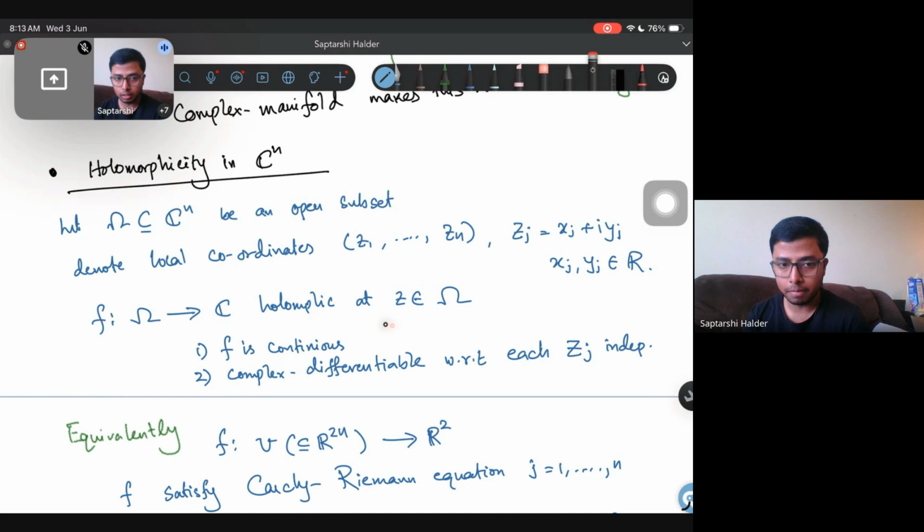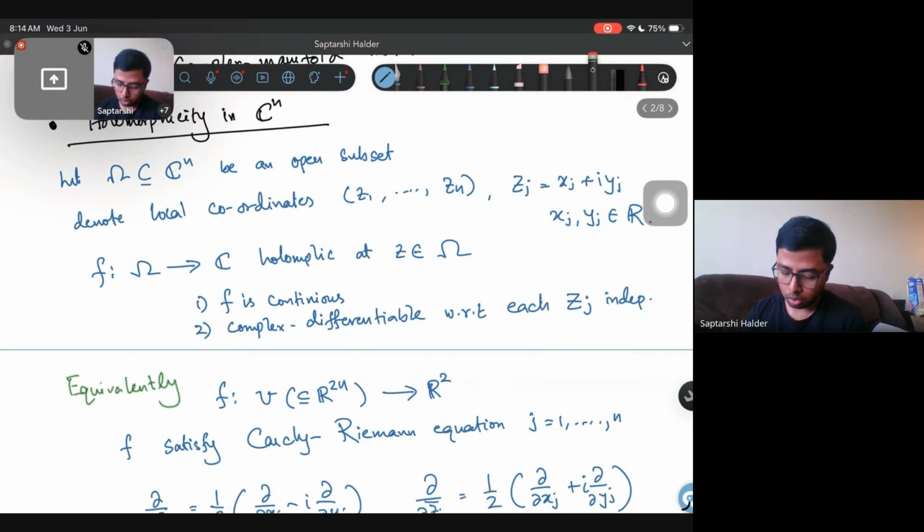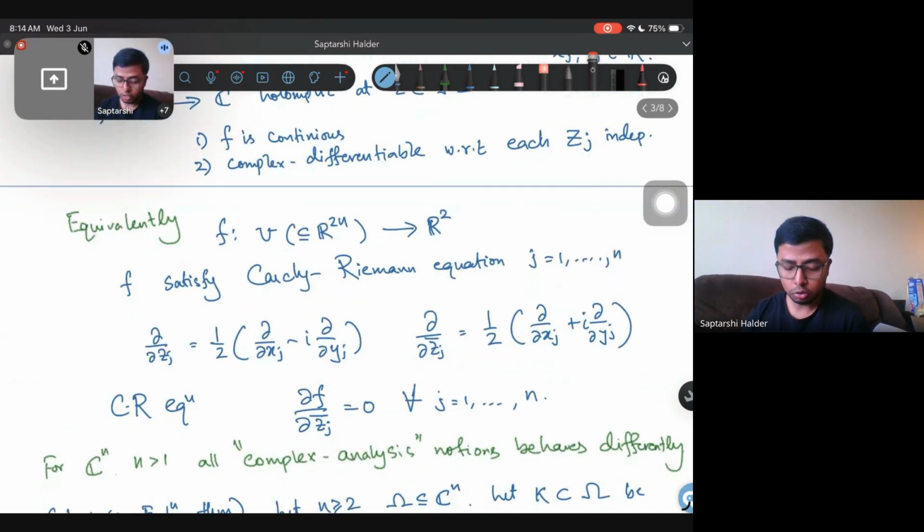Remember this thing: at a particular point z, f is continuous at z and it's complex differentiable with respect to each zj independently. That means with respect to each z1, z2 up to zn, as we are in Cn, it should be complex differentiable.